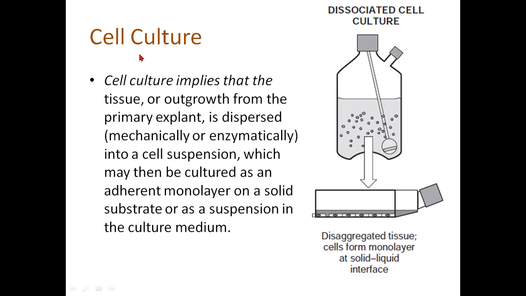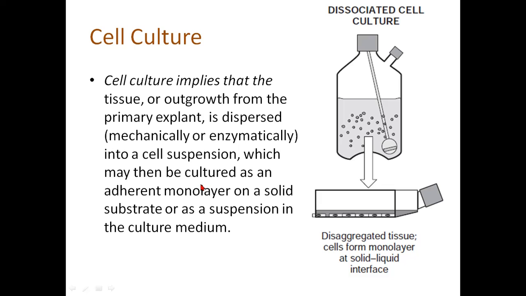Cell culture implies that the tissue or outgrowth from the primary explant is dispersed either mechanically or enzymatically into a cell suspension, which may then be cultured as an adherent monolayer on a solid substrate or as a suspension in culture medium. It seems very difficult, but it is actually very easy. In organ culture we use the complete organ. In explant culture we use a fragment of tissue. In cell culture we use just the cells, derived from the primary explant by mechanically or enzymatically dispersing it.